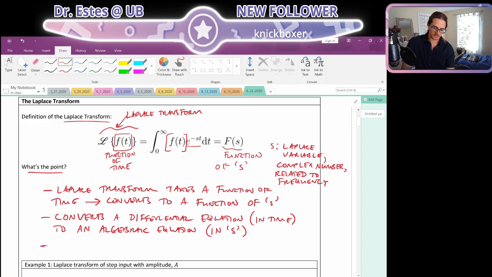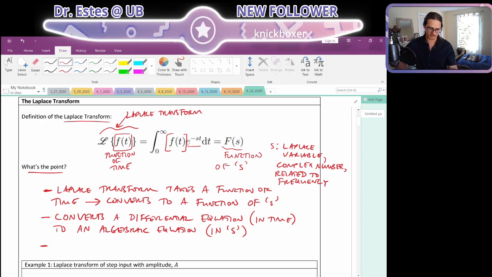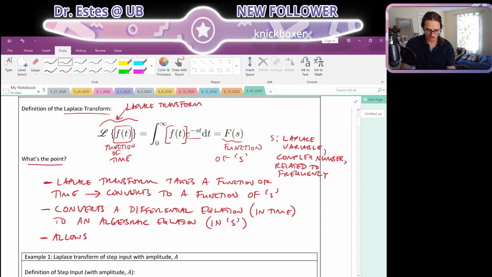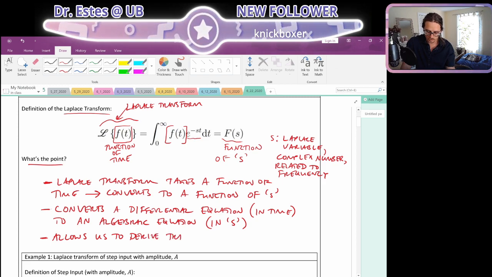Okay, the last point is Laplace transforms. This allows us to derive transfer functions.